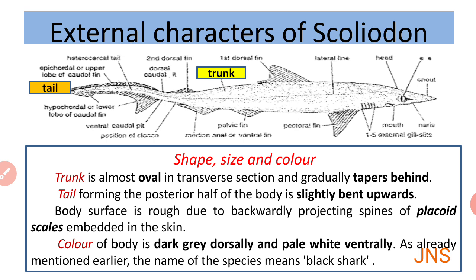The color of the body is dark grey towards the dorsal side, and towards the ventral side the color is pale white. As already mentioned, Scoliodon also has the common name black shark, and it is also commonly called the dogfish.